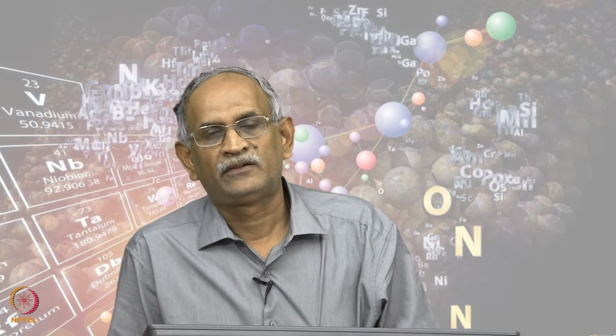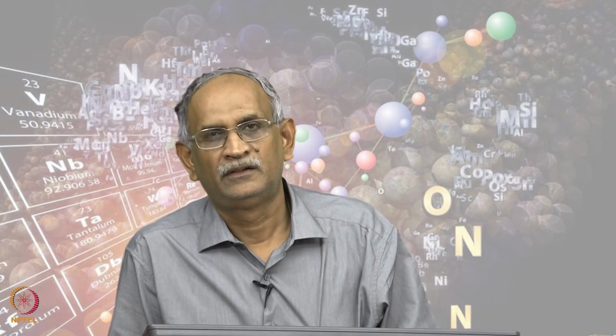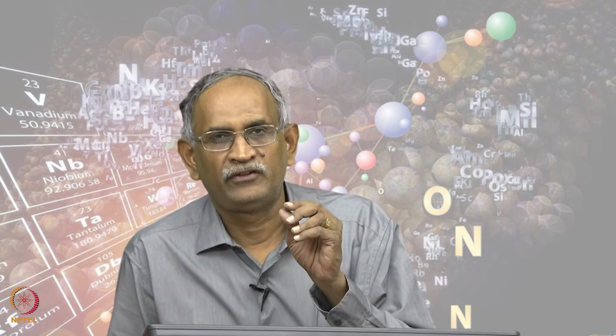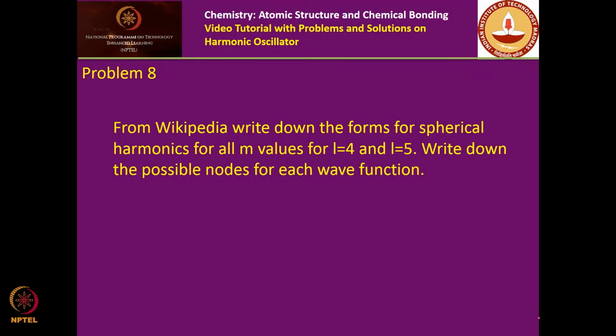Recall that an angular function represented by Y L m, where L is the angular quantum number and m is the projection quantum number, the angular function has L angular nodes. Therefore, if you are writing the Y L m for L equal to 4, every one of those functions will have 4 angular nodes. Every one of the functions Y L m with L equal to 5 will have 5 angular nodes.